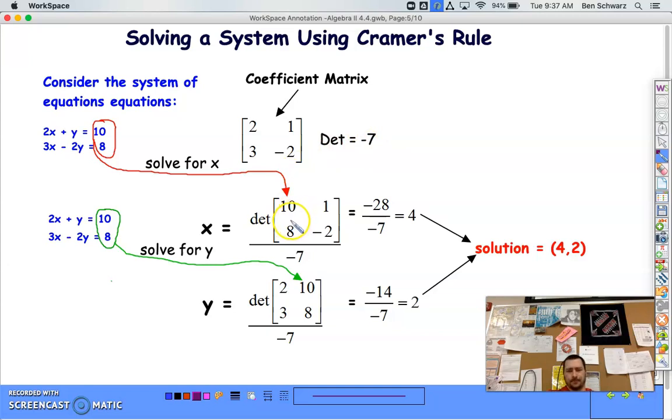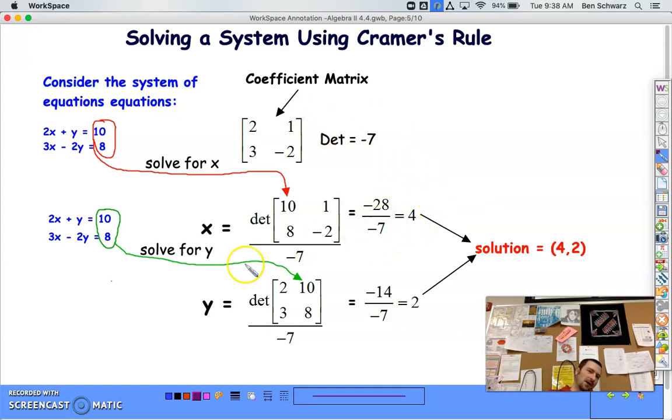So here we're solving for x. What happens is we take our constants, the 10 and the 8, because we haven't used them in our coefficient matrix. When we want to solve for x, we're going to take the 10 and the 8, and we're going to replace them for the x values. So the 2, 3 get replaced by the 10 and the 8. And then we calculate that determinant. So negative 20 minus 8, that's negative 28. And we're going to divide it by that original determinant. So divided by negative 7, we get 4.